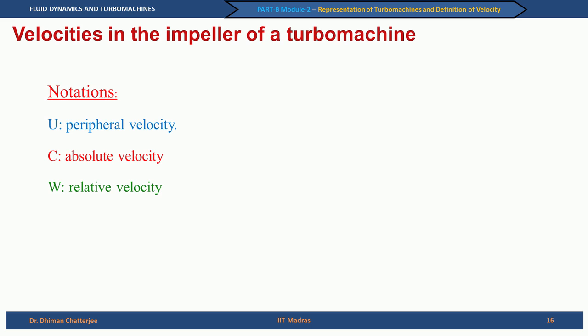It is needless to say perhaps to you that these notations are not uniform across books. What I have followed is a consistent notation of U, C and W. So, whenever you see in coming slides, I have used U, C or W, you should know that these mean peripheral, absolute or relative velocity. Let us see how these velocities come, and of course, for the problems in the tutorials, these velocities are in meters per second. We will not use any other units.